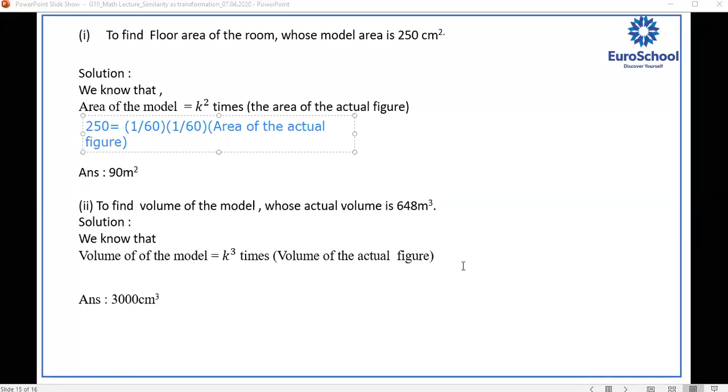This is what you all got. 250 is equal to 1 by 60 into 1 by 60 into area of the actual figure, right? Now, 250 is in centimeters square. You have to convert it into meters, not kilometers, in meters, right? They want the answer in meters. Now solve it and tell me fast.